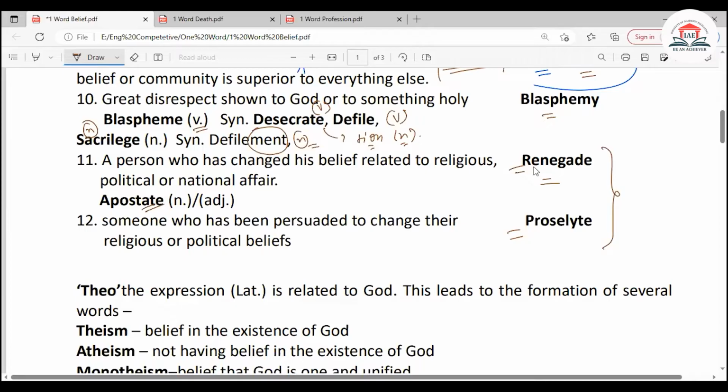One who has been persuaded to change his belief. So that is called a proselyte. Otherwise, all of the words have the same meaning. Now, this is a very interesting thing.